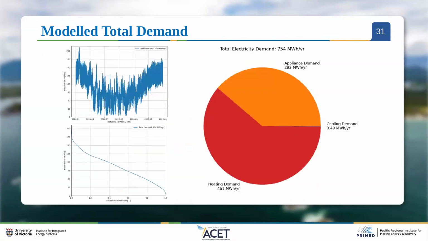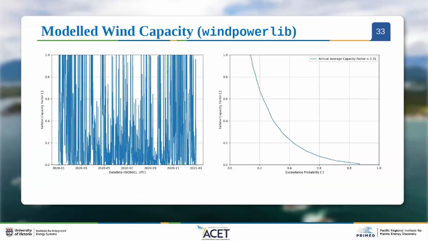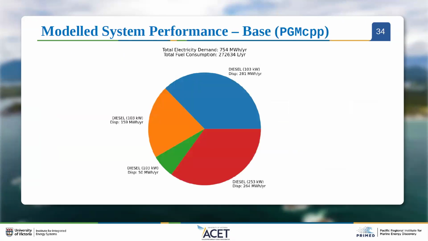So the modeled total demand for this example, the top left, you can see the complete electrical demand time series. Bottom left is its duration curve, and then on the right is just the total energy demanded over the course of the year by category. The modeled solar capacity here, so this is the capacity factor of the solar at every hour over the year. And then the plot on the right is showing its duration curve. And then the same for wind power. So the plot on the left is the wind turbine's capacity factor, and then on the right is its duration curve.